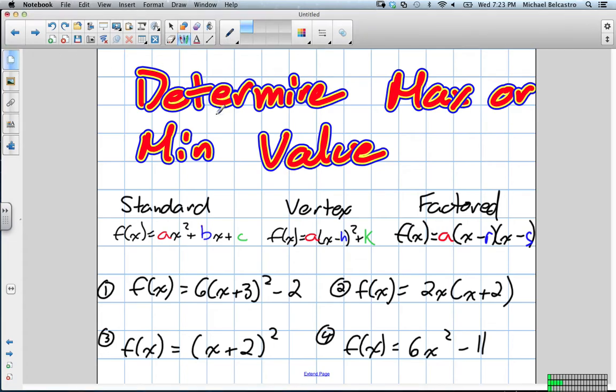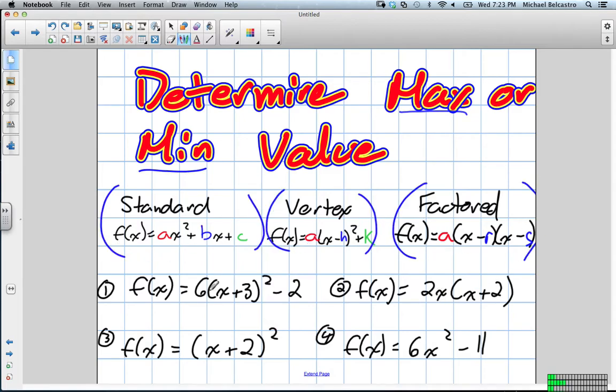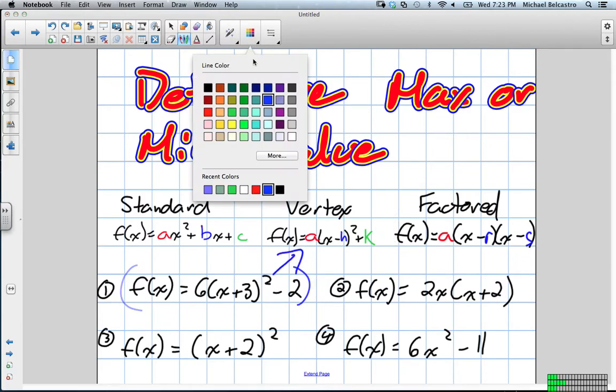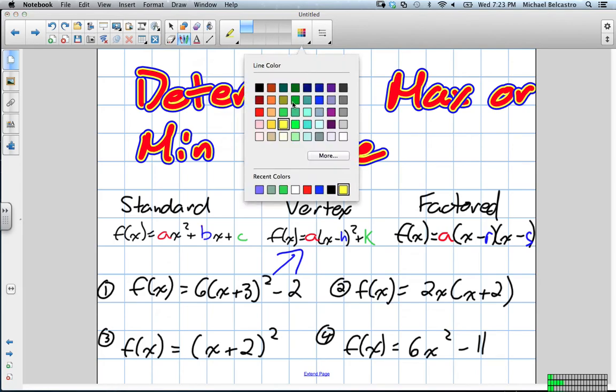Okay, so we're going to go over determining the actual values of a max and a min in a formula. We have our three forms for quadratics. Very first equation. What form does it relate to? Vertex. Yeah, that's right. This relates to vertex. So what I'll do is I'll just kind of highlight them certain colors. We'll go with yellow for vertex.